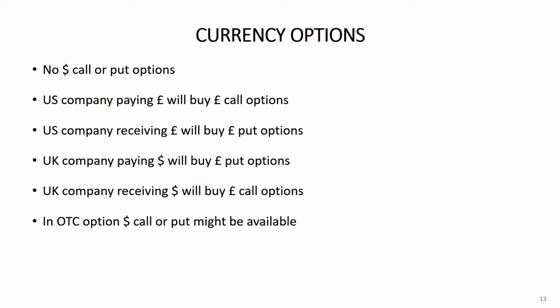You can buy dollar call options. You can buy dollar put options. You don't have to convert to other currencies. But in exchange traded options, which we normally do, you cannot use dollar. So always check the currency with which you are dealing.